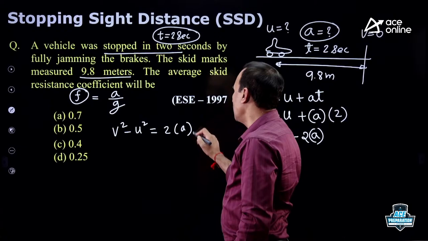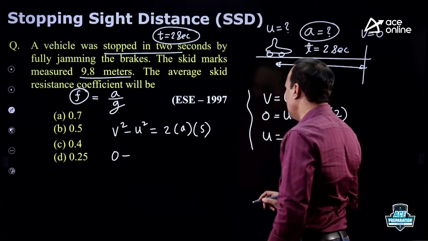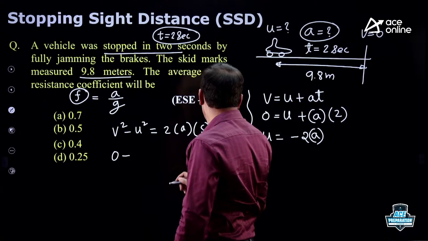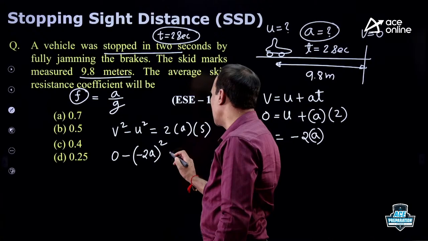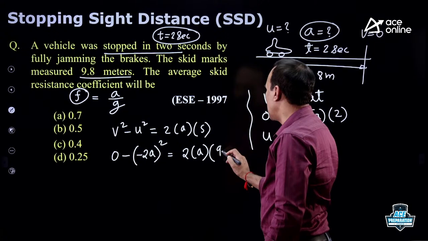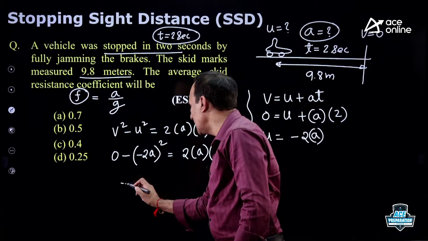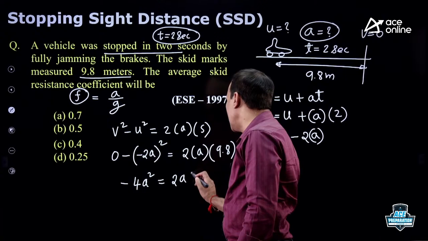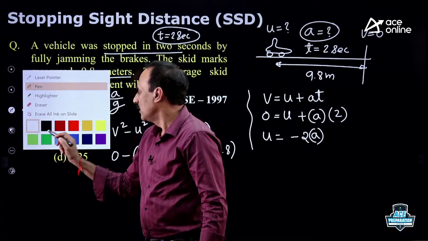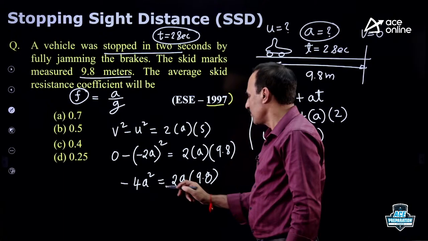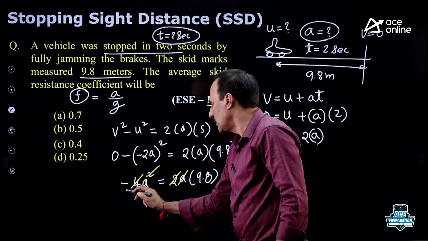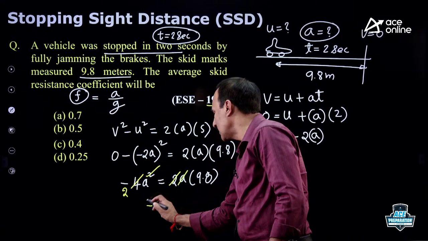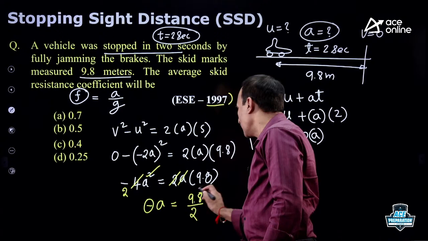Final velocity 0. In place of initial velocity, I can use minus 2A, so minus 2A whole square is equal to 2 into A into the distance traveled, 9.8 meter. So this will be minus 4A square equals 2A into 9.8. If you simplify, from the ESE point of view, a calculator is not allowed. So A square, A gone, 2 gone. So A will be minus A. Minus A, the retardation, is equal to 9.8 by 2. Without a calculator, you need to simplify.